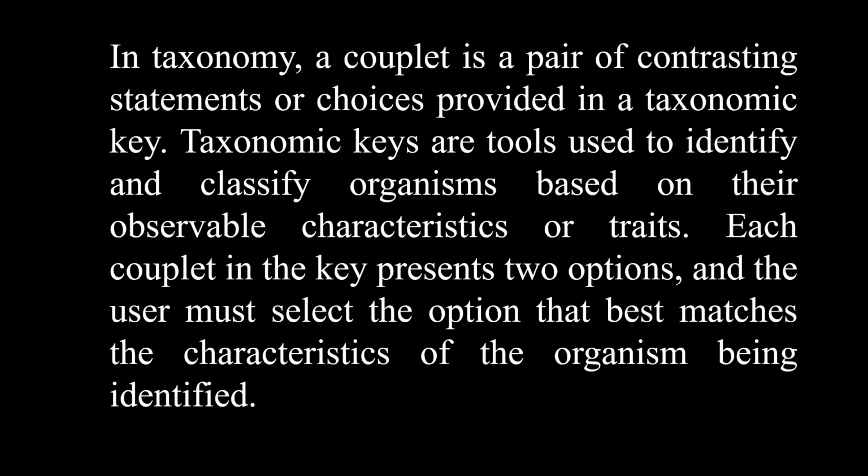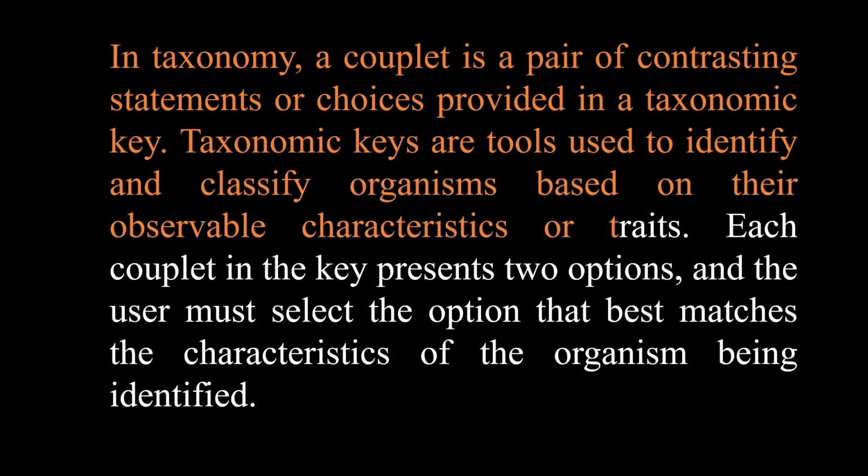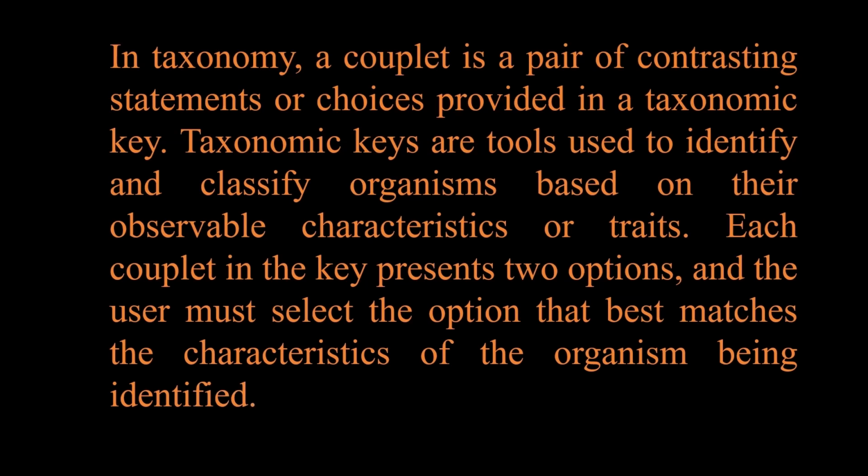In taxonomy, a couplet is a pair of contrasting statements or choices provided in a taxonomic key. Taxonomic keys are tools used to identify and classify organisms based on their observable characteristics or traits. Each couplet in the key presents two options, and the user must select the option that best matches the characteristics of the organism being identified.